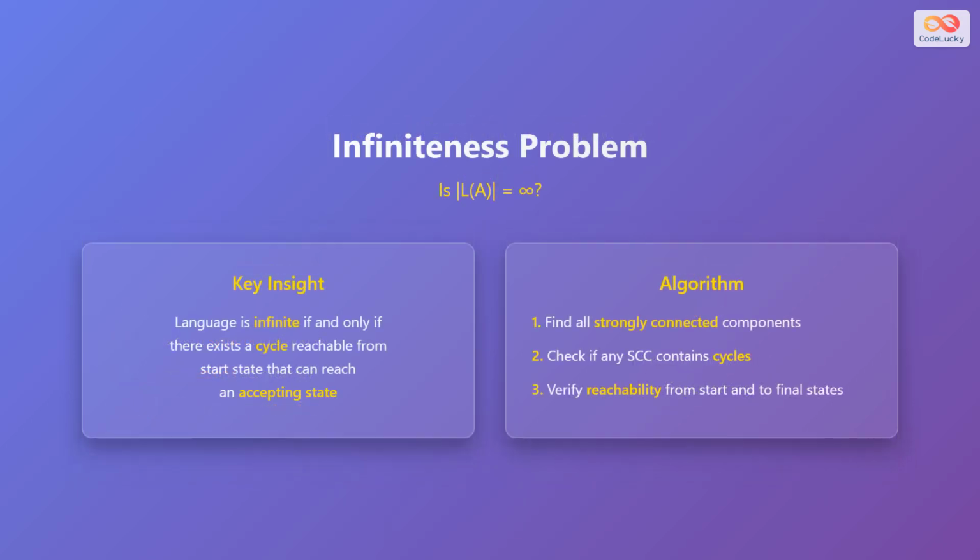Let's explore the infiniteness problem. Is the size of the language L of automaton A infinite? A key insight here is that a language is infinite if and only if there exists a cycle reachable from the start state that can reach an accepting state. Here's the algorithm. First, find all strongly connected components. Second, check if any strongly connected component contains cycles. Third, verify reachability from the start state and to the final states.